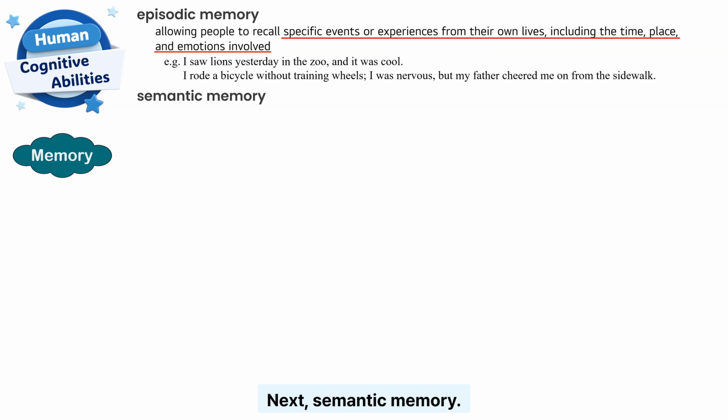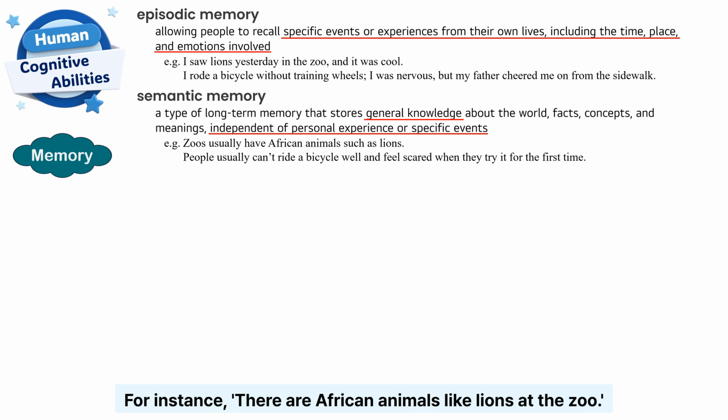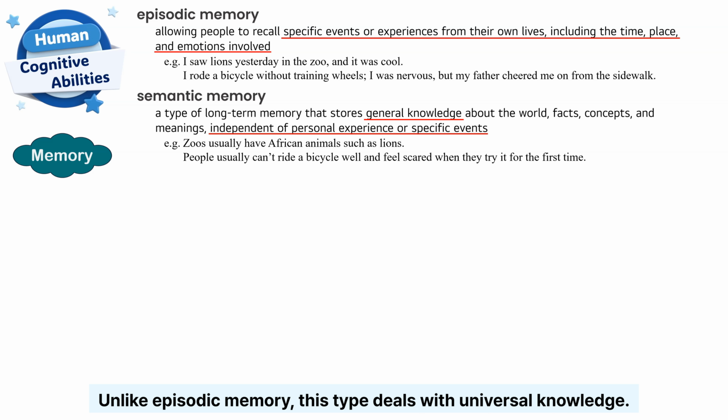These illustrate the ability to recall episodes, along with the related emotions. Next, semantic memory. This is the ability to remember general facts or knowledge that are not tied to your personal experiences. For instance, there are African animals like lions at the zoo. Or, most people can't ride a bike well at first, and they usually get scared. Unlike episodic memory, this type deals with universal knowledge.